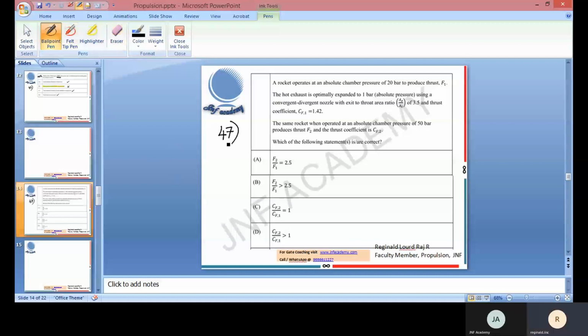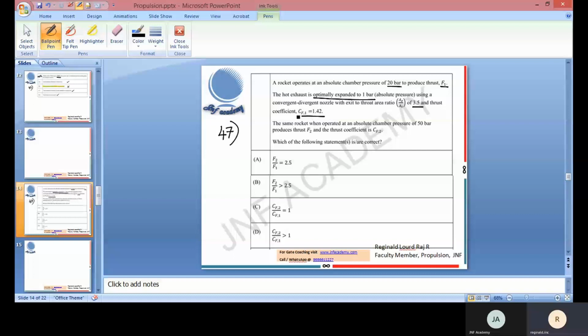Let me explain the question for you. A rocket operates at an absolute chamber pressure of 20 bar to produce a thrust F1. So when the chamber pressure is 20 bar, the thrust is F1. The hot exhaust is optimally expanded to 1 bar, so from 20 bar it's optimally expanded to 1 bar using a CD nozzle with an exit to throat area ratio AE by AT of 3.5. So for this AE by AT, the optimal pressure ratio is 20:1, that is 20 bar by 1 bar. And the thrust coefficient happens to be 1.42. This is the optimal thrust coefficient.